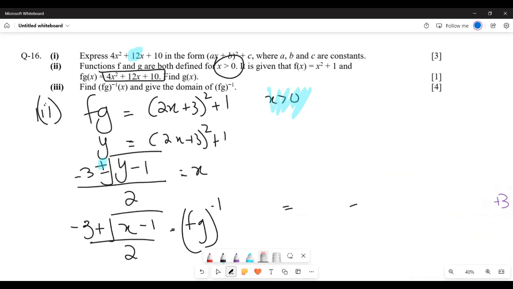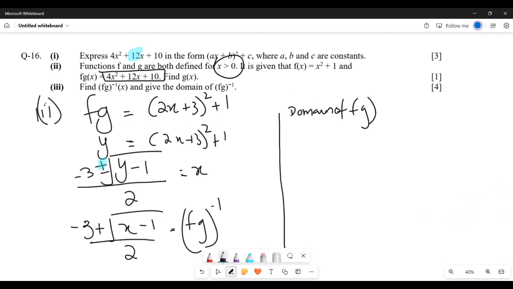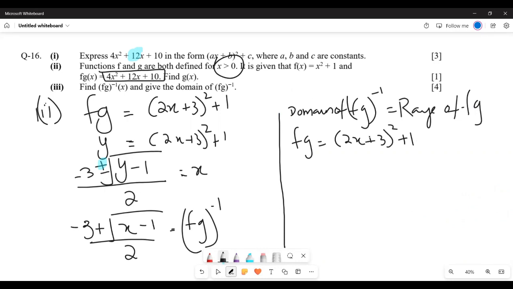Lastly, we need the domain of fg inverse. Domain of fg inverse will be the same as range of fg. What do we know about fg? fg is 2x plus 3 whole square plus 1, where x is greater than 0.